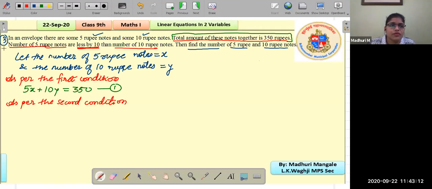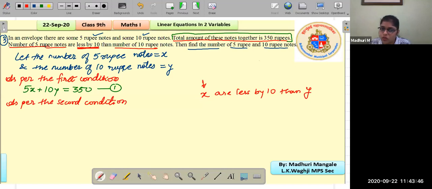So the number of 5 rupee notes is equal to X, correct? So 5 rupee notes are less by how much? They are less by 10 than which notes? Than the 10 rupee notes. And we have denoted the 10 rupee notes to be Y. So we are going to frame an equation from this statement. How do we frame it? Here, the number of notes X is less by 10 than Y.